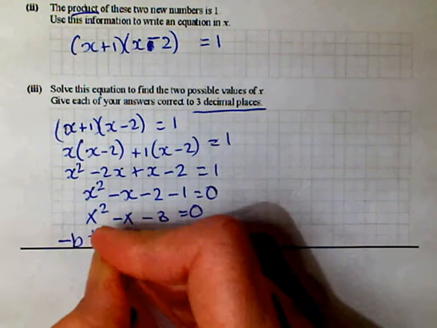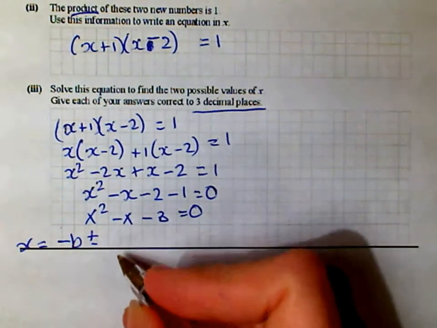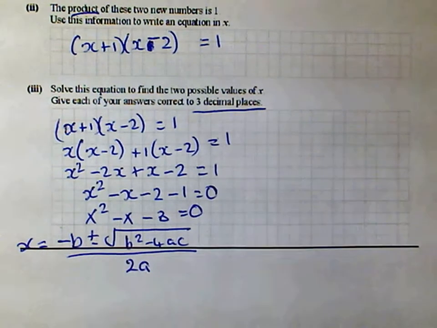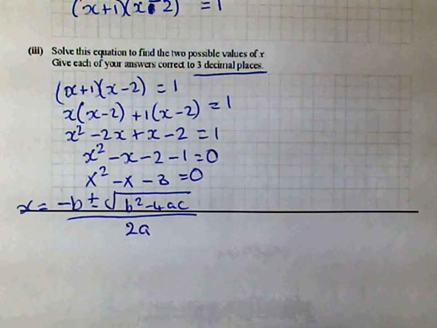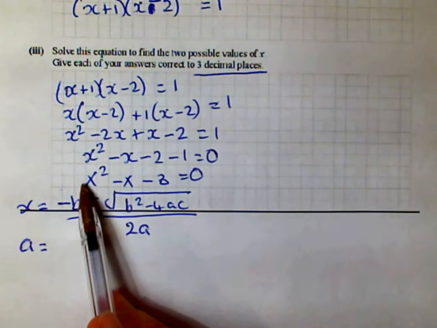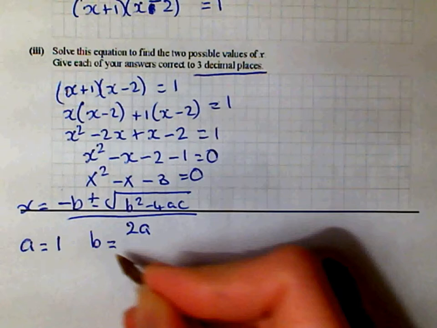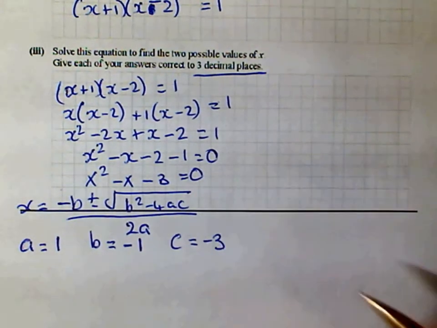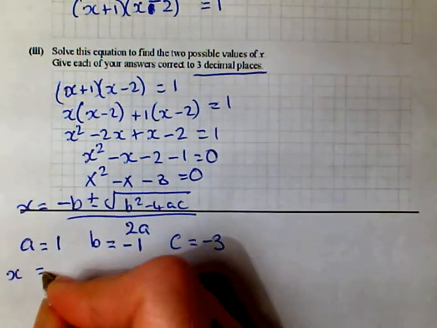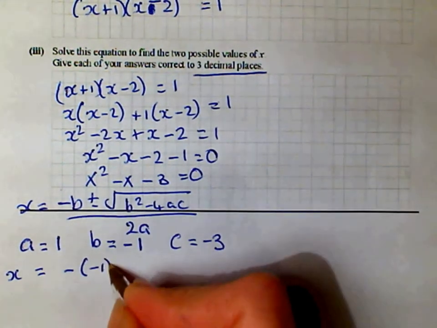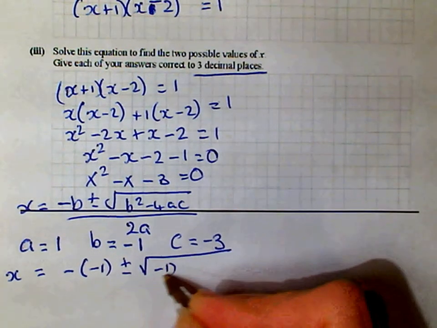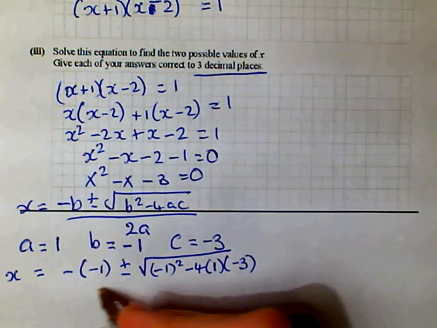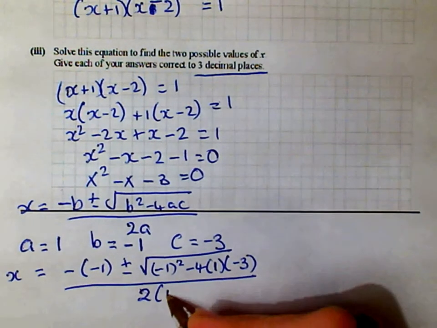So the x values are equal to minus b plus or minus the square root of b squared minus 4ac, all over 2a. So your a is the number in front of x squared, so it's 1x squared. B is the number in front of x, or the coefficient of x, which is minus 1. And c is the constant, which is minus 3. So x is equal to minus bracket minus 1, plus or minus the square root of minus 1 squared minus 4 by a, which is 1, and c, which is minus 3, divided by 2 by a, which is 1.